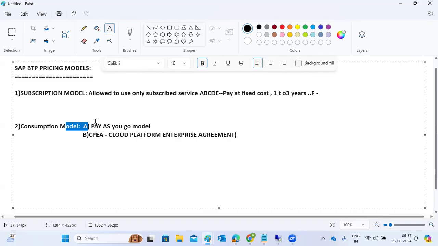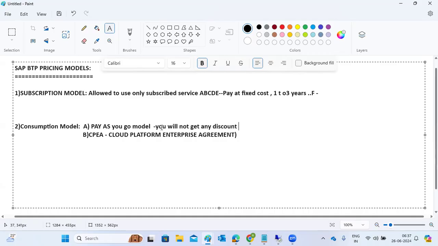Suppose, in the pay-as-you-go model, that is the consumption-based model, if you use it, you have to pay for it. If you don't use it, no need to pay. There is no upfront investment. Pay only when you use it. But when you are using the pay-as-you-go model, you will not get any discount.